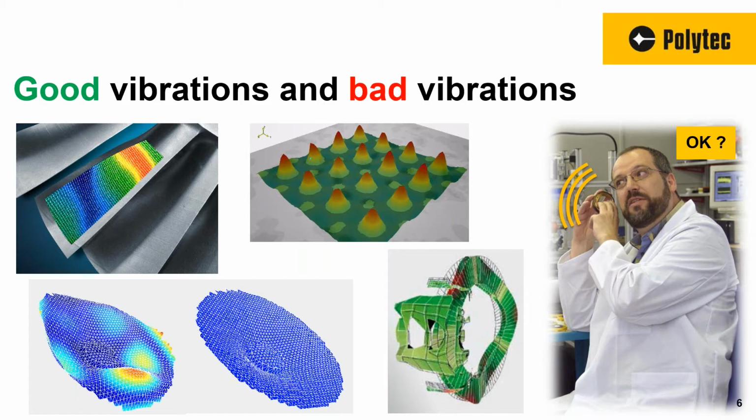In the case of speaker designs, we want to make sure the speaker cone moves uniformly in a piston motion rather than having deflection shapes that affect the audio quality negatively. The picture that you see on the top in the middle is the animation, or a still shot of an animation, of an ultrasonic transducer array for imaging. In that case, obviously, that's a good vibration. That's something we want to control accurately.